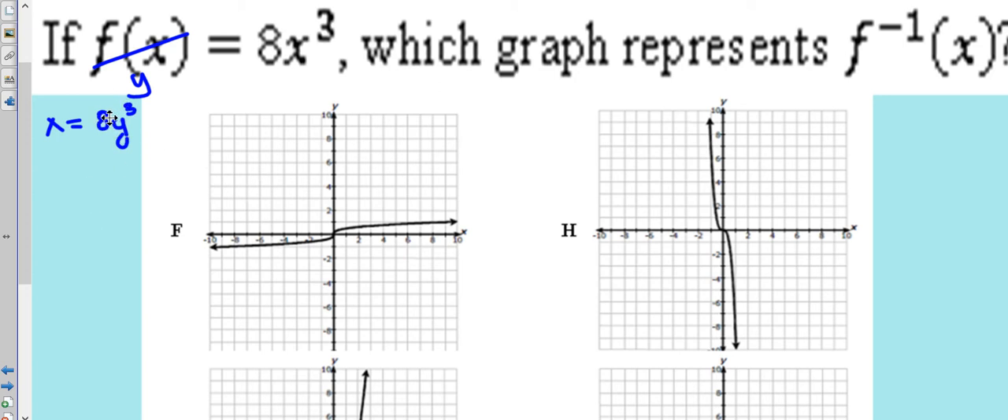Now, this 8 is multiplying, so I would do the opposite, which is division. So I would first divide by 8, and so I'd have x over 8 equals y cubed. And now to get rid of a cube, you take a third root. So the opposite of a power is a root, and since it's a third power, we do a third root. So I take the third root of both sides.